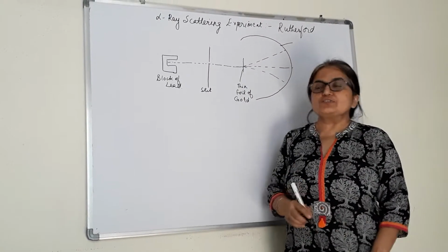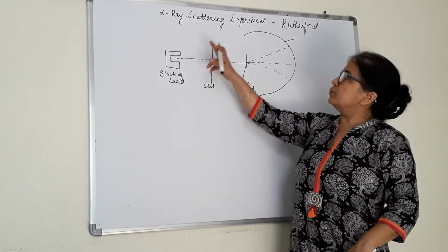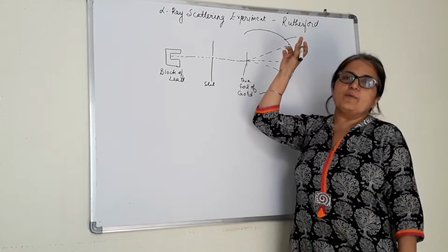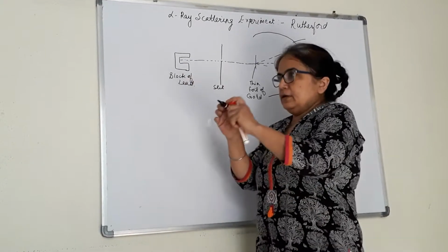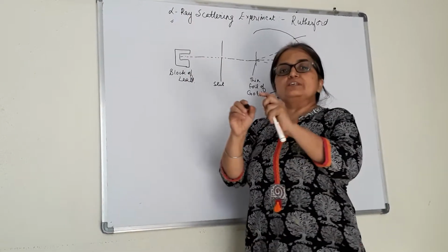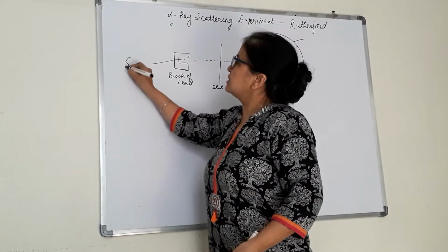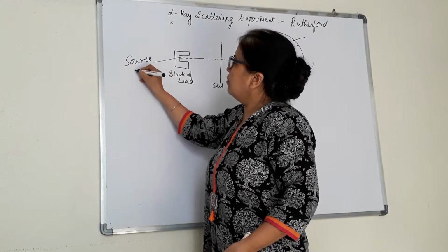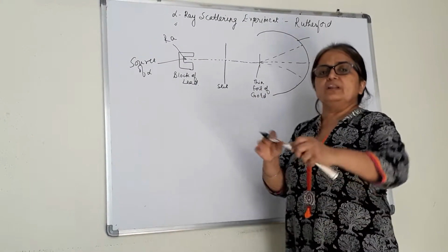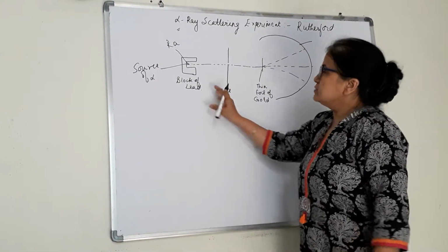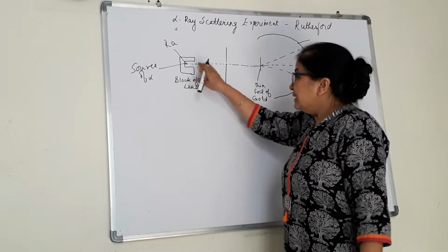Now let's see which experiment caused Thomson's model to fail. That was the alpha ray scattering experiment performed by Rutherford. First he produced alpha rays. How did he produce them? A source of alpha rays was taken. He had taken radium; you can take any heavy metal which will emit alpha particles. A source emitting alpha rays was placed inside a block of lead.